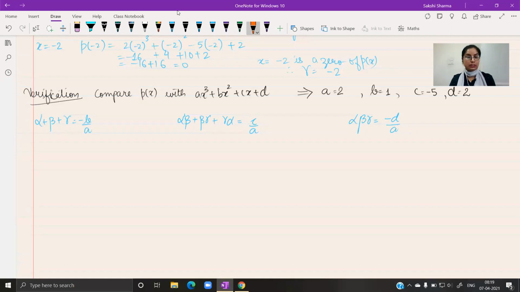Alpha plus beta plus gamma. You have 1 by 2 plus 1 and negative 2. This is the left hand side. So half minus 1, this will be minus 1 by 2. On the right hand side, you have minus 1 over 2.